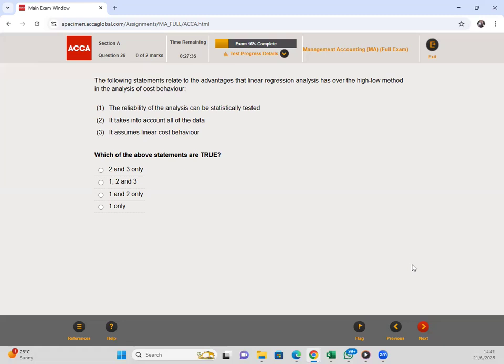Then, from the answers that we have here, the reliability of the analysis can be statistically tested. So regression, yes, we can test the relationship of the data. In regression, that's where we can have the strength of the data tested with the correlation. So I think one can do. It takes into account all the data. Yes, regression analysis takes into account all the data. Let's try 1 and 2.